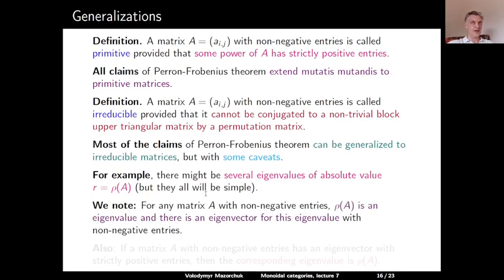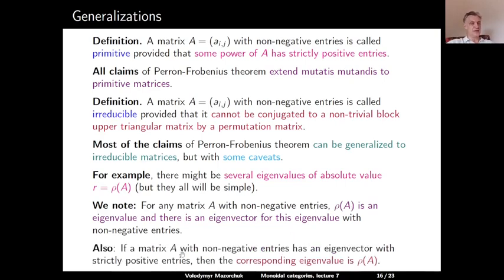What is important to emphasize, which can be easily deduced from our proof of Perron-Frobenius theorem, is that if A is a matrix with non-negative entries, then the spectral radius of A is an eigenvalue of this matrix, and there is an eigenvector for this eigenvalue with non-negative entries. And also, if a matrix A with non-negative entries has an eigenvector with strictly positive entries, then the corresponding eigenvalue is exactly the spectral radius of A.